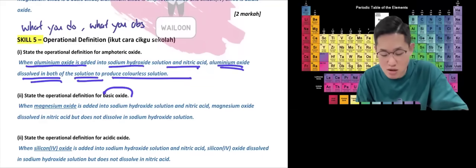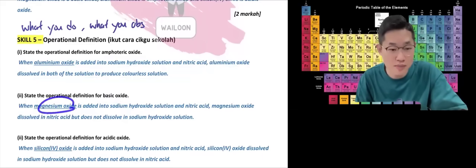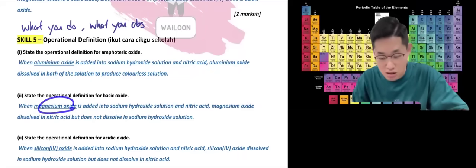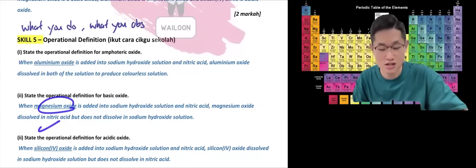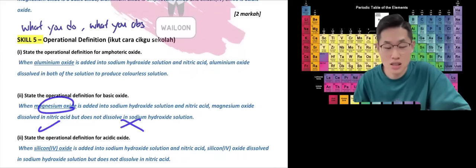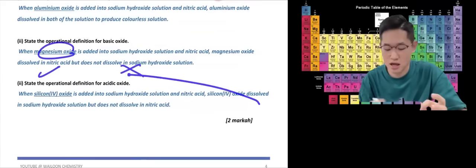So if the question wants basic oxide, then you just change the name to magnesium oxide. But magnesium oxide dissolves in acid and does not dissolve in the alkali solution. Just like that. Okay, the other one you read yourself.